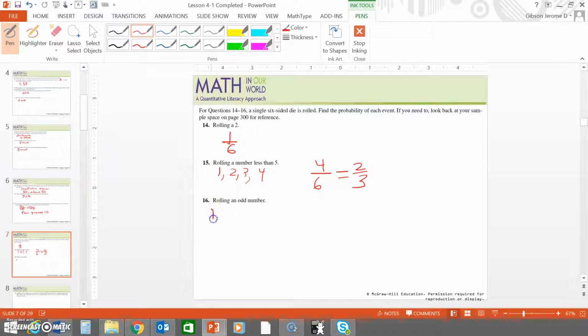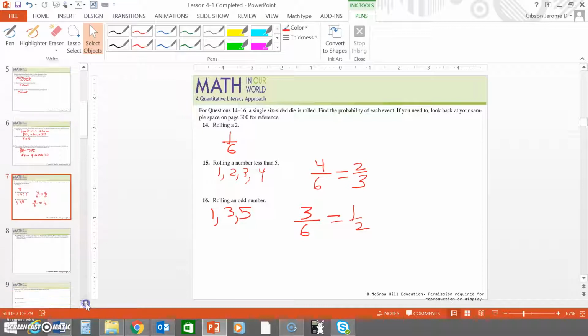Now we have rolling an odd number. We think of the odd numbers on a die. It'll be 1, 3, and 5. There are 3 of them. So we know there are 6 possible outcomes. And for the odd number it is 3 out of the 6 possible outcomes. We divide both by 3 and we will get 1/2.